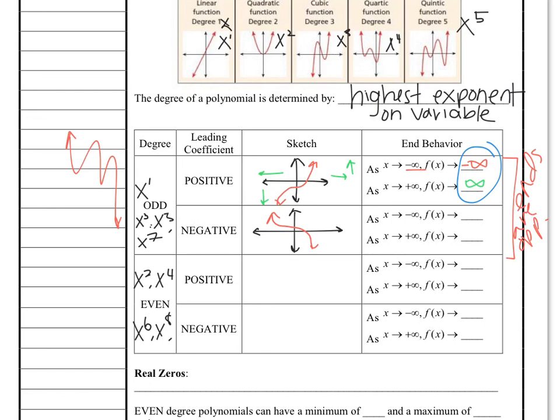Then when we talk about the negative coefficient, as x goes to negative infinity, meaning towards the left, our graph is going upwards to positive infinity. As we move to the right, to positive infinity on x, the graph is going down to negative infinity. And again, you can see clearly that the ends are opposites. One's positive, one's negative.